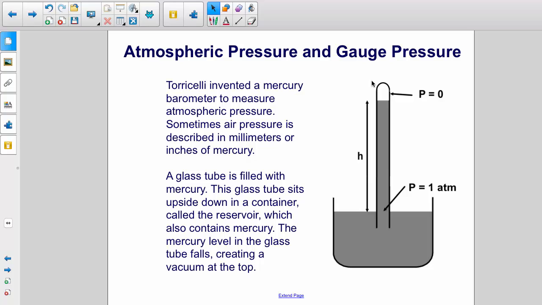A glass tube is filled with mercury, as you can see here on the right. The glass tube is placed upside down in a container, which we call the reservoir, and this also contains mercury. The mercury level in the glass then falls and it creates a vacuum at the top.